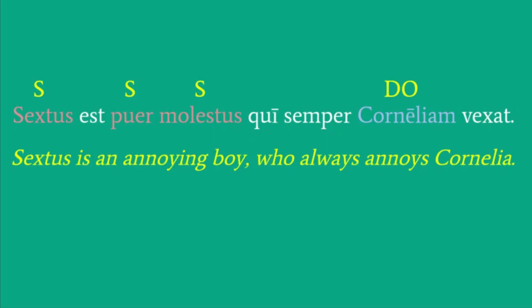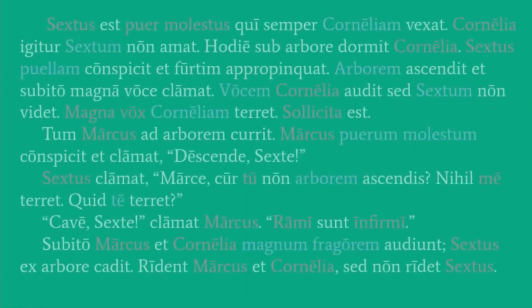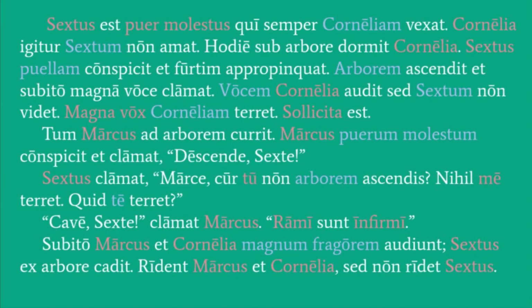So now we can go back to the story and take a look at the translation and work through it. And remember, keep these tips in mind so that you can translate the rest of it. So looking at the full story, again, remember red is nominative, that's our subject. Blue is accusative, which would be our direct object. So we have Sextus est puer molestus qui semper Corneliam vexat. Sextus is an annoying boy who always annoys Cornelia.